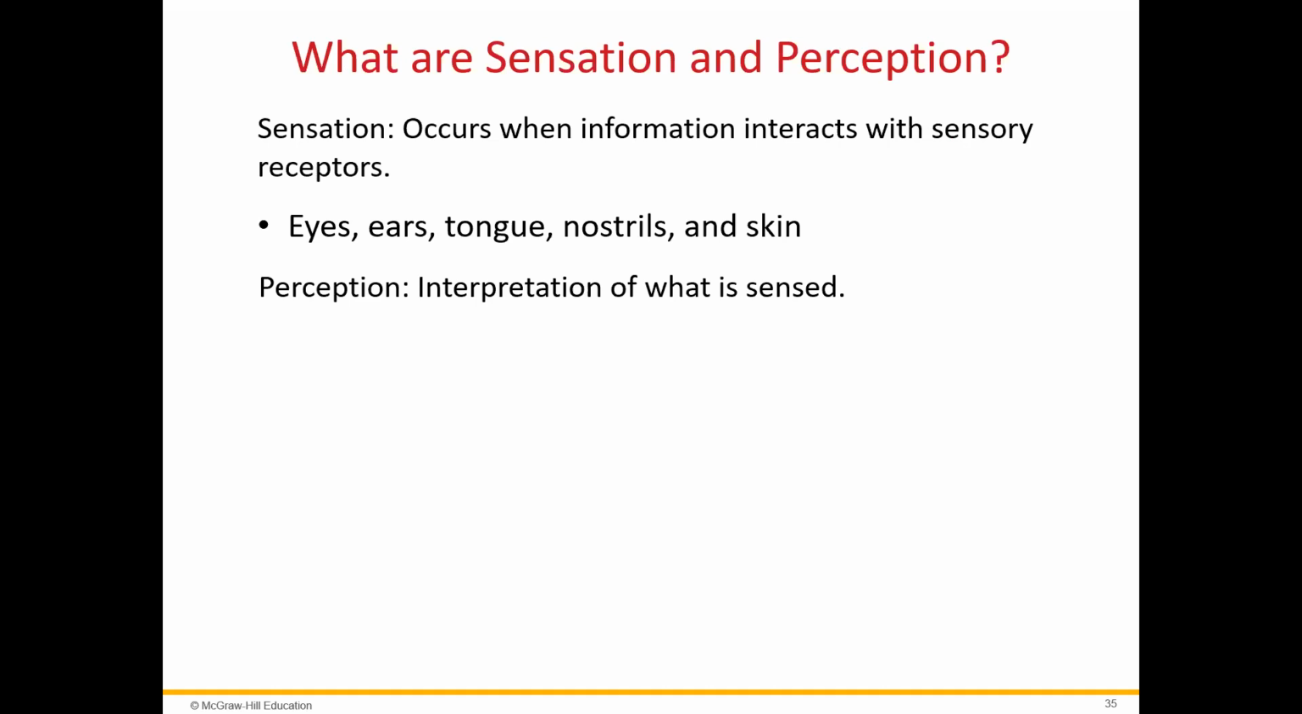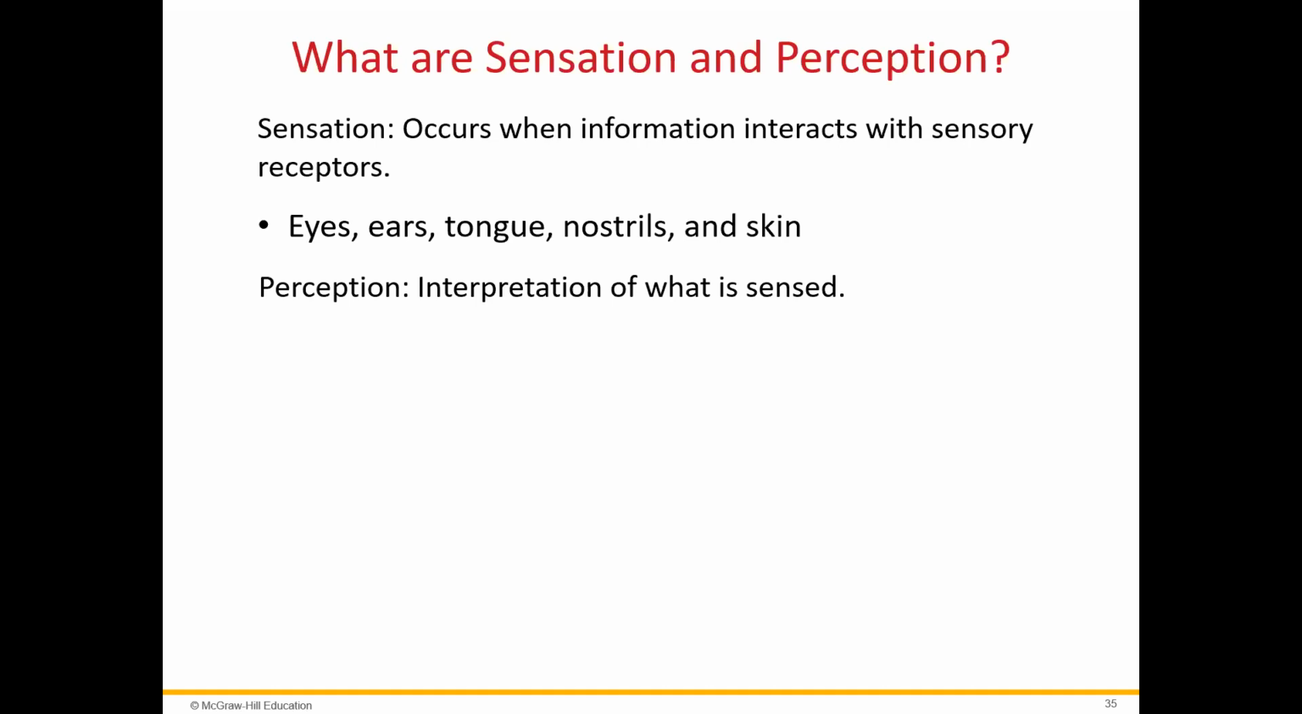Sensation occurs when information interacts with your sensory receptors. So information meaning environmental stimuli. And our sensory receptors are our eyes, ears, tongue, nostrils, and skin. We use all of these to sense the world around us. And so sensation for sight is when light waves reach my eyes, and the eyes then convert the light waves into neural impulses.